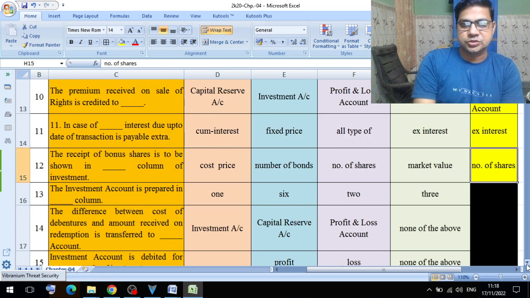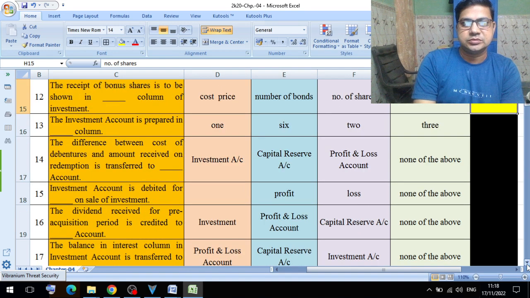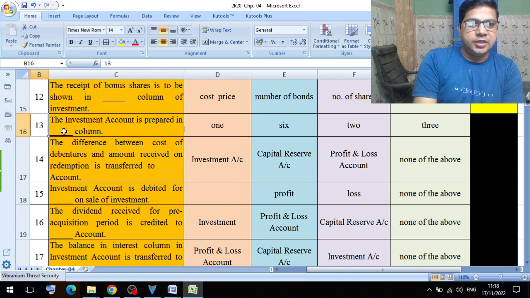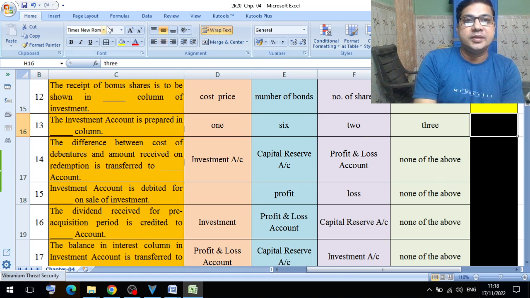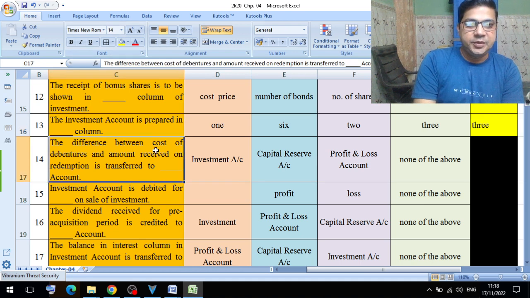In the number of shares column, we have to show bonus shares, receipts of the bonus shares. Next, the investment account is prepared in three columns. The difference between cost of debentures and the amount received on redemption is transferred to dash account.